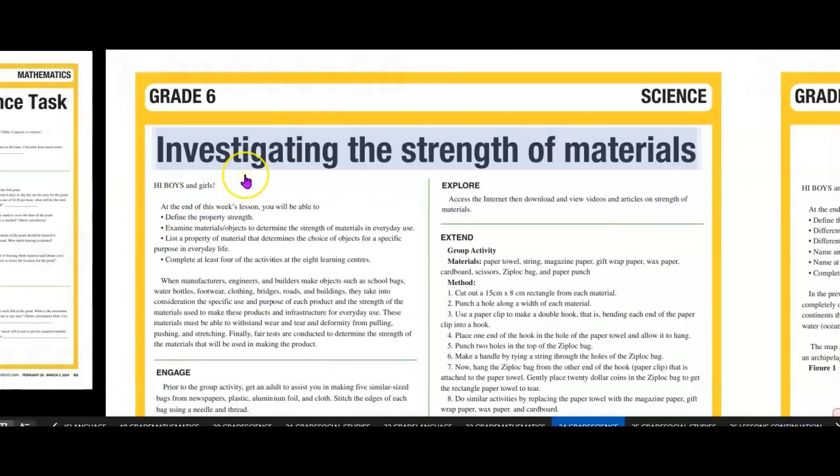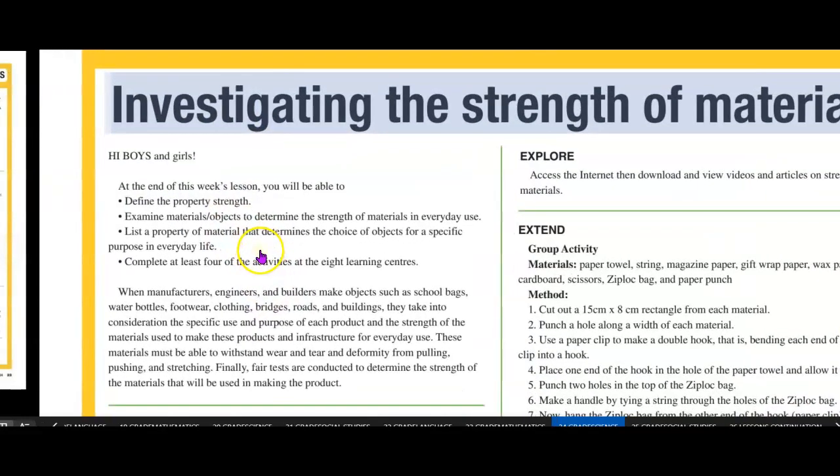In this episode, we were looking at investigating the strength of materials. So now you should be able to define the property strength. You should have examined objects to determine the strength of materials that we use in everyday life. List a property of materials that determines the choice of object for specific purposes in everyday life, and complete at least one of the activities at the learning centers and post it here.